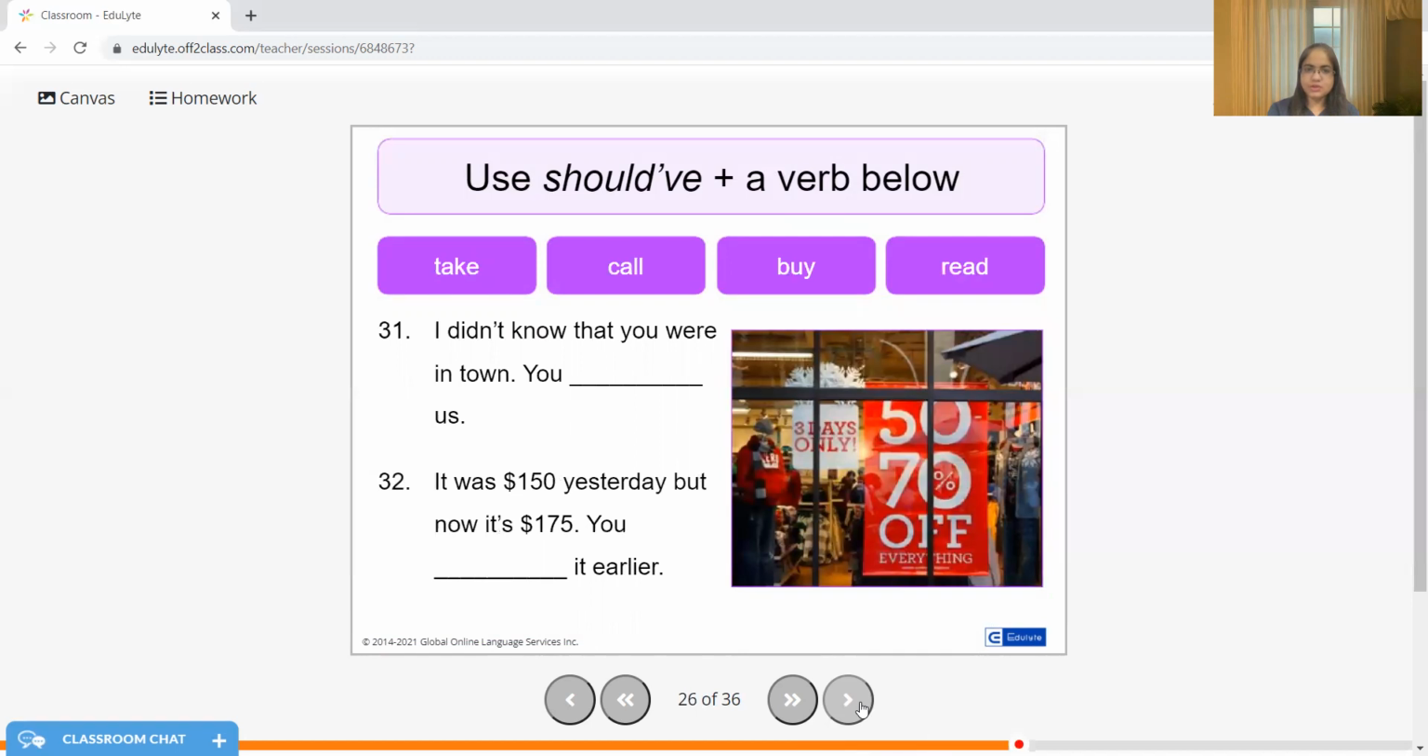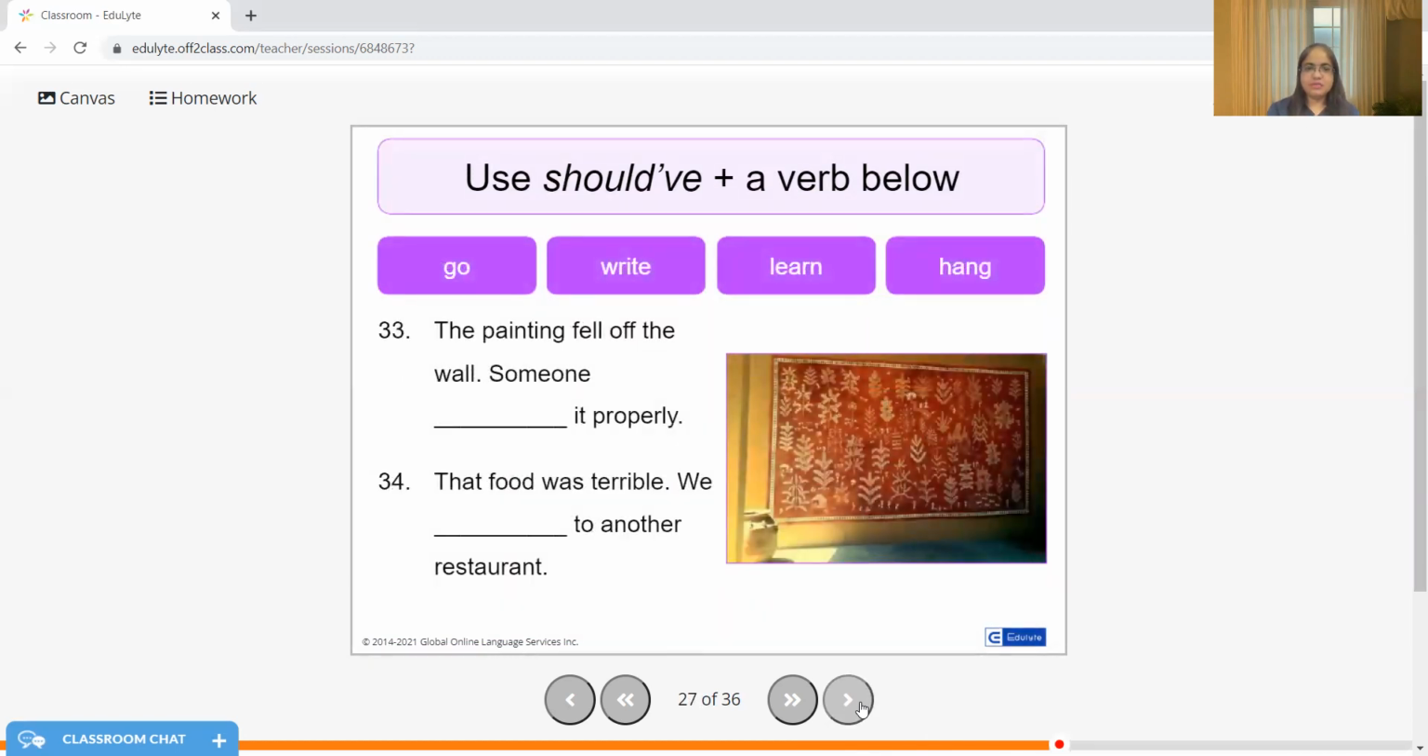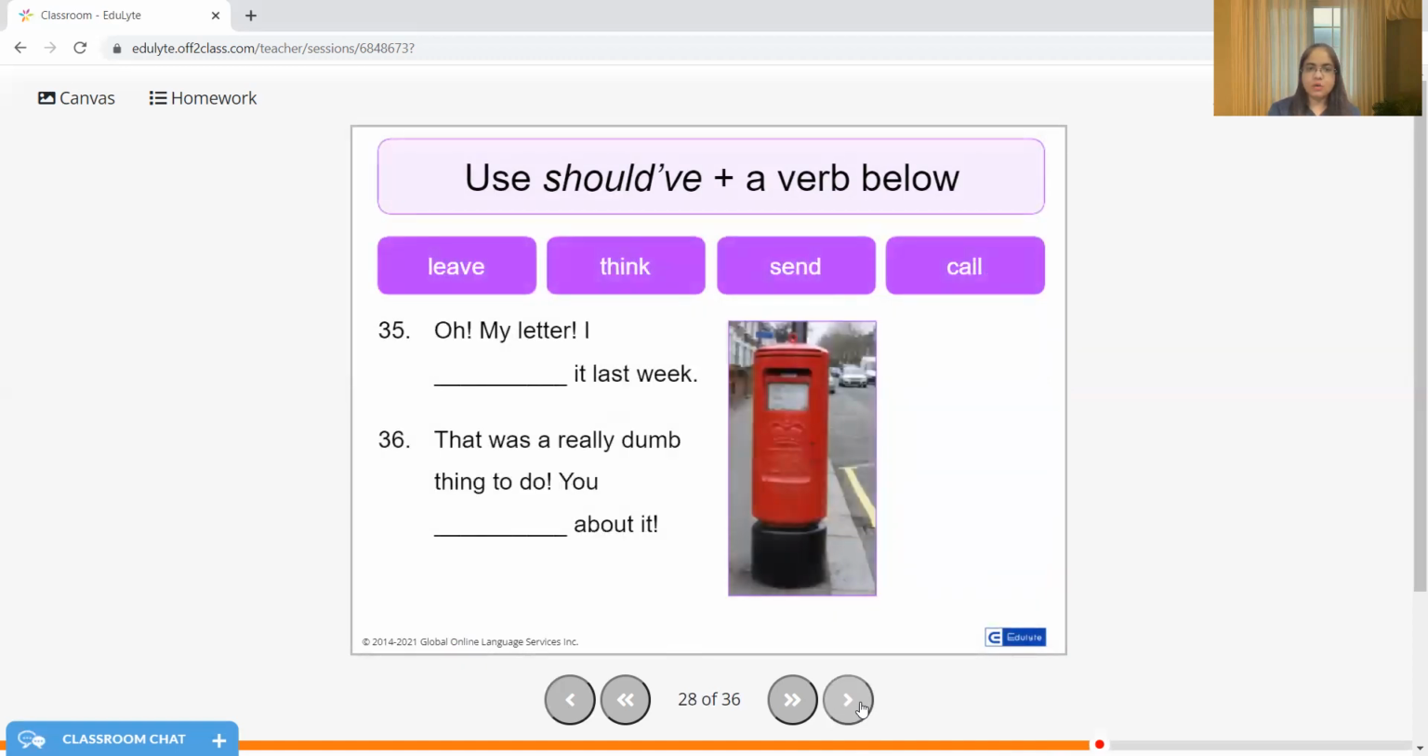I didn't know that you were in town. You should have called us. It was $150 yesterday, but now it is $175. You should have bought it earlier. The painting fell off the wall. Someone should have hung it properly. That food was terrible. We should have gone to another restaurant. Oh, my letter. I should have sent it last week. That was a really dumb thing to do. You should have thought about it.